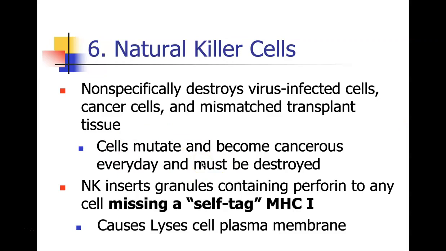They insert granules containing a chemical called perforin into any cell missing a self-tag, MHC1. These MHCs are how we identify self. And if something doesn't have that self-tag, they insert the granules containing perforin into them, which causes the lysis of cells. So if it recognizes a cell as not self, it puts the perforin in there. The perforin causes cells to lyse or break open, and then they're destroyed.